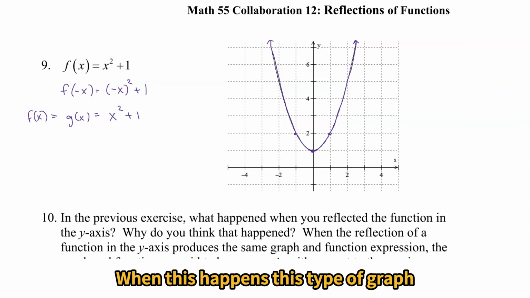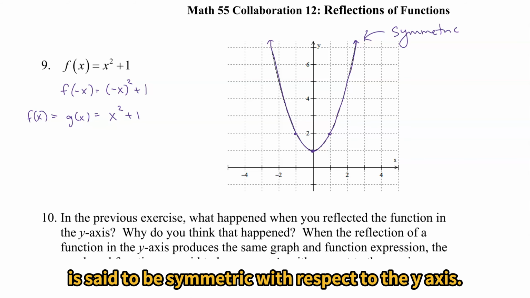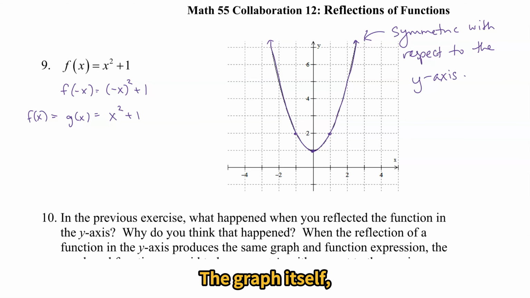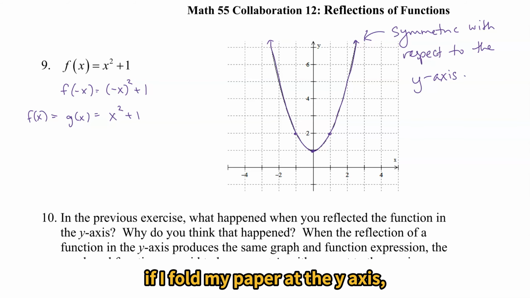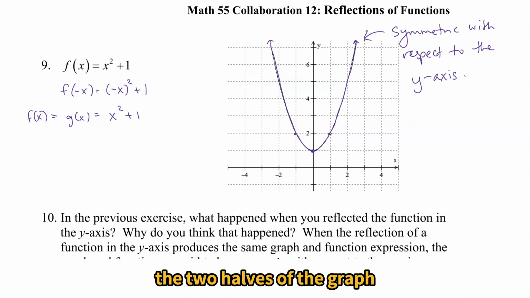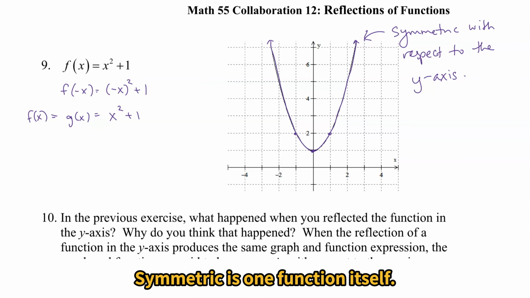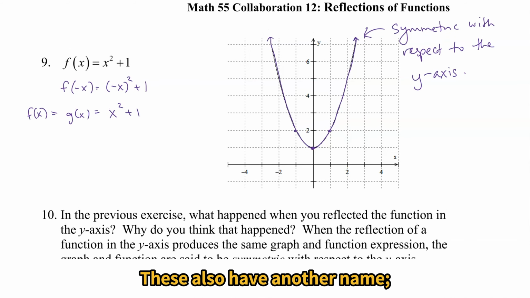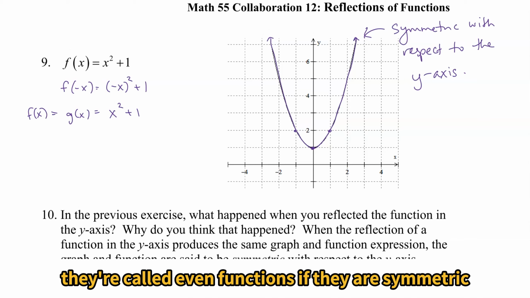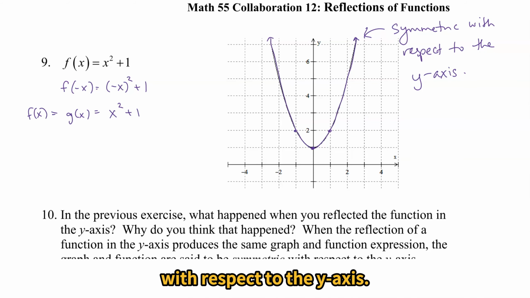When this happens, this type of graph is said to be symmetric with respect to the y-axis. If I fold my paper at the y-axis, the two halves of the graph will be on top of each other. And that's what we mean by symmetric. So reflecting gives us a new graph. Symmetric means the graph is its own reflection. These functions also have another name. They're called even functions if they are symmetric with respect to the y-axis.